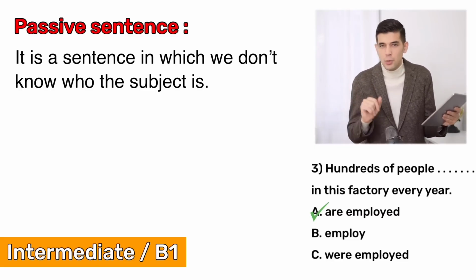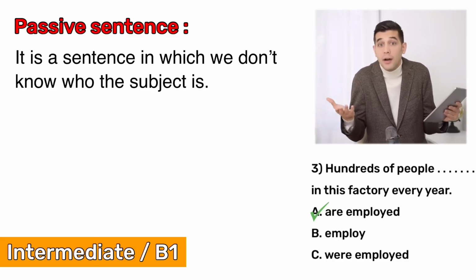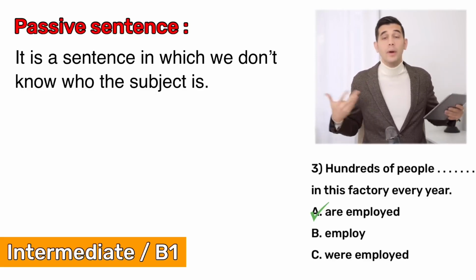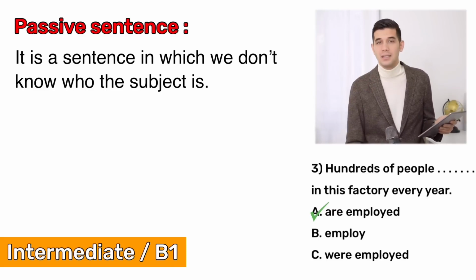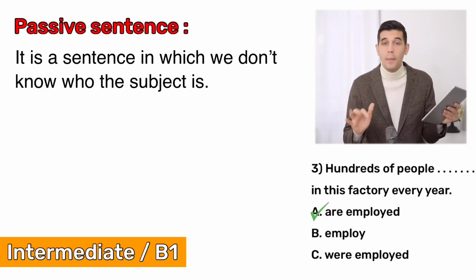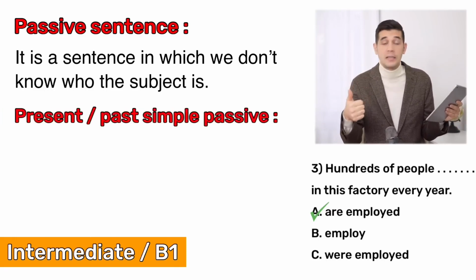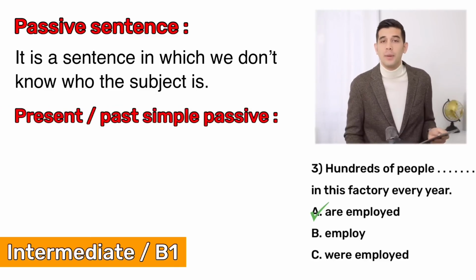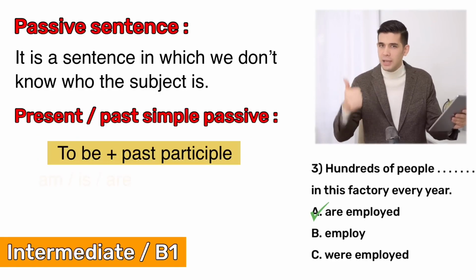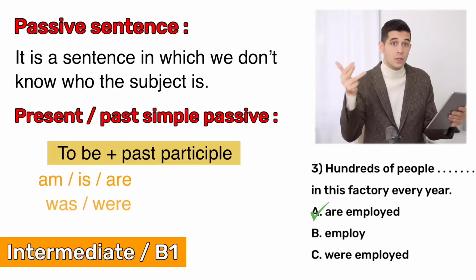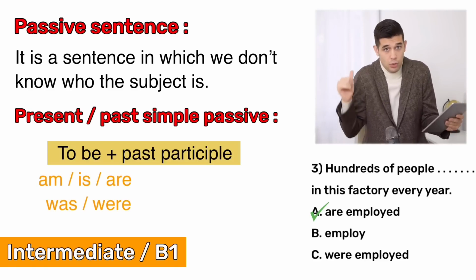For example, look at this question. Hundreds of people are employed. Who employs them? We don't know and we don't care. This is passive. But how do you form a passive sentence? If you want to form a present simple passive or a past simple passive, this is the formula. To be plus past participle. Now, to be can be am, is, are, or was, were, depending on the tense, present or past.